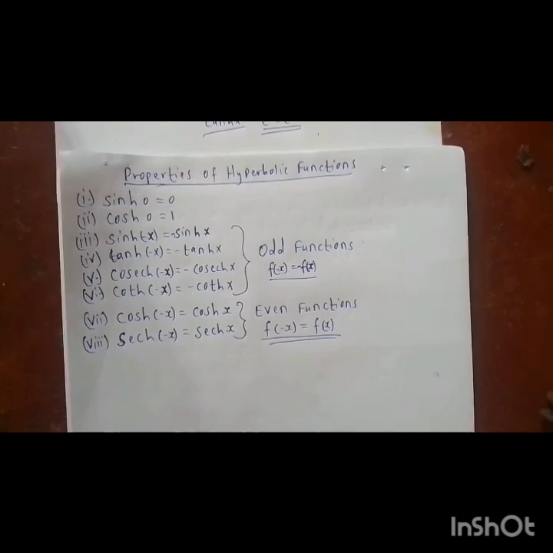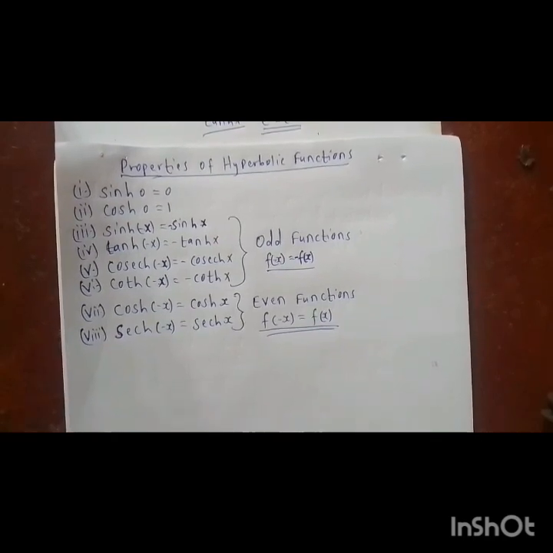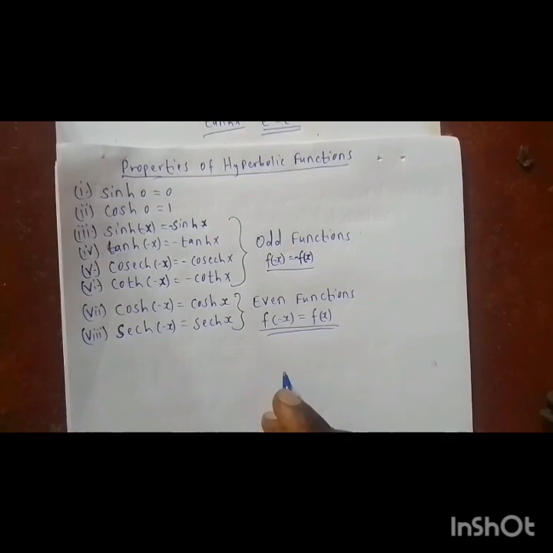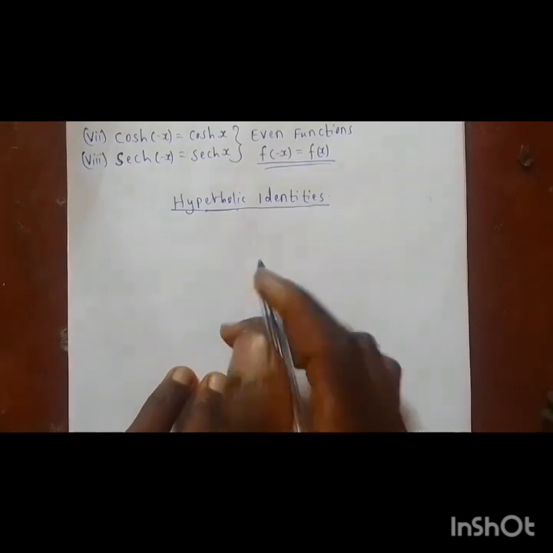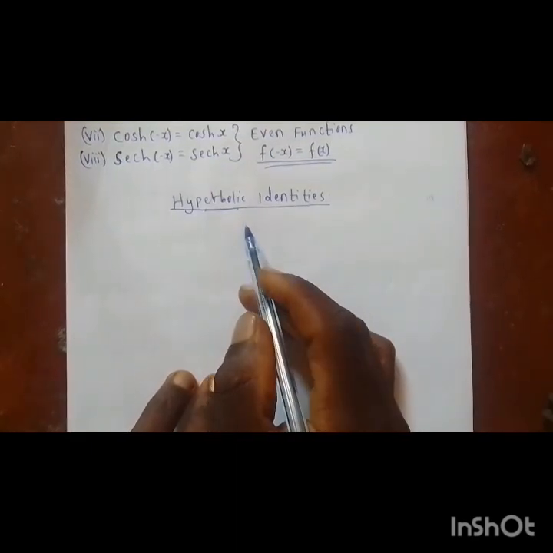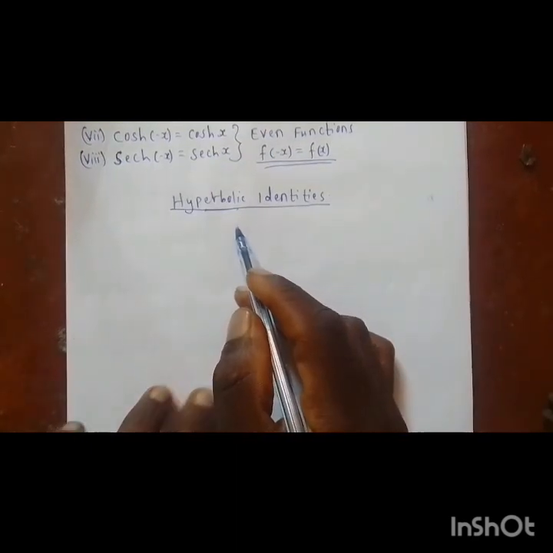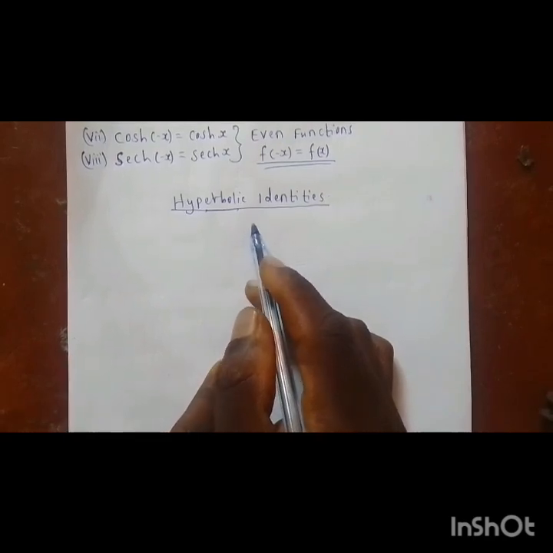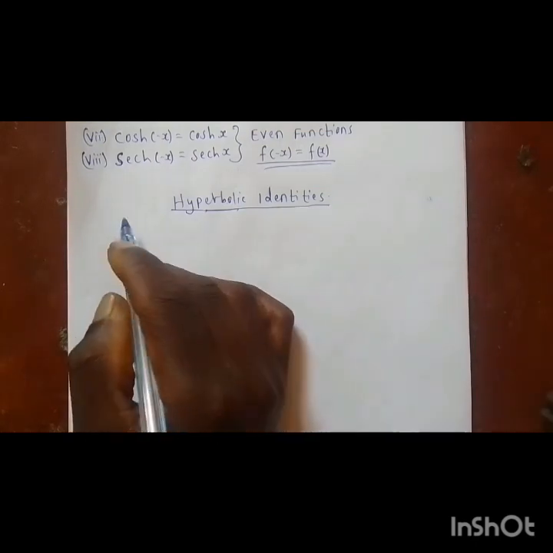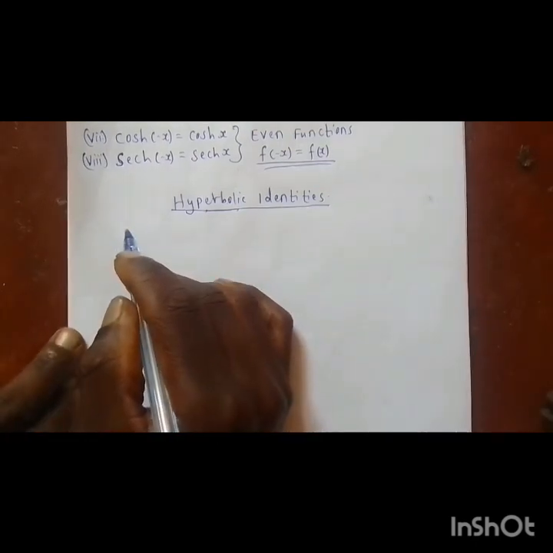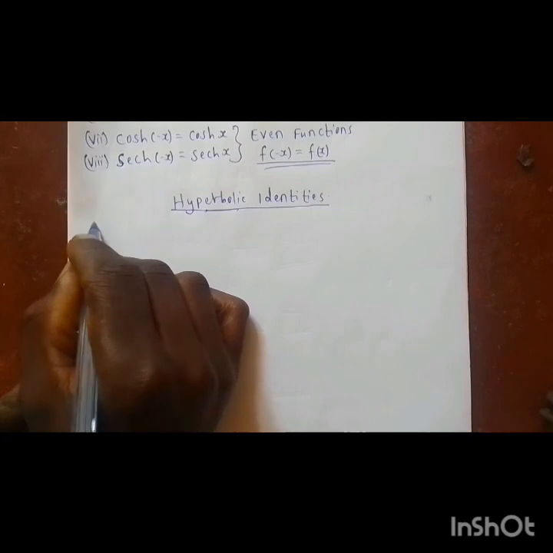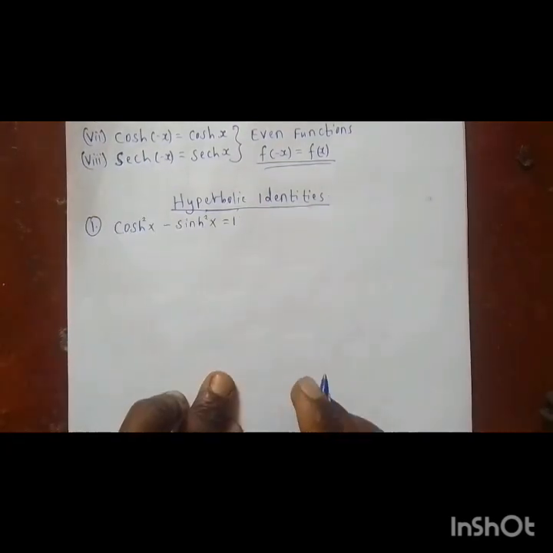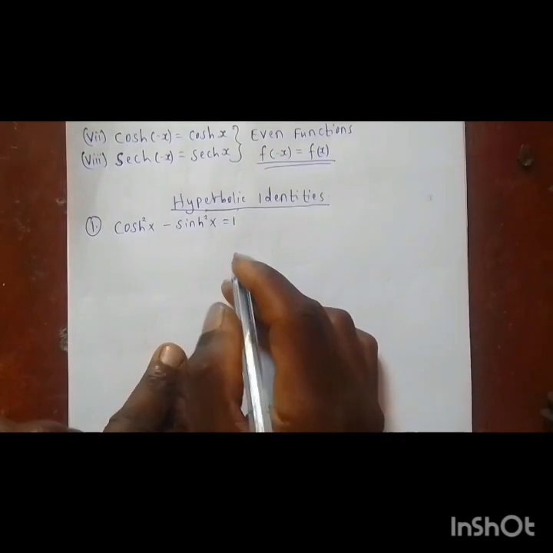Right, so we want to move to the next part, and that is the hyperbolic identities. So hyperbolic identities are like formulas that help us in solving hyperbolic functions. So we want to look at these identities one by one. The first identity is, so we want to prove it.